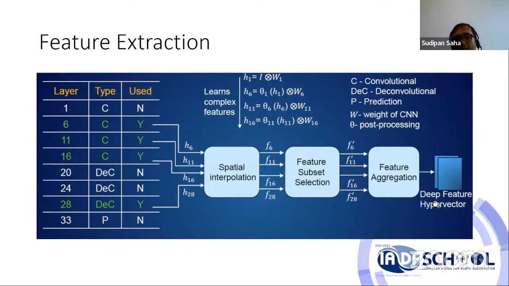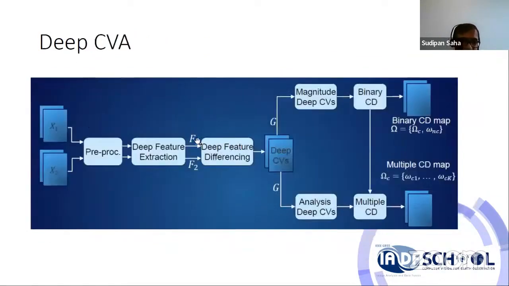Okay, what we get is the deep feature hypervector corresponding to each pixel of one image. Once we have this deep feature hypervector, we can go for obtaining the deep change vector by taking a difference, right? That's what we are doing. Like this is F1 and F2. These are the deep feature hypervector or deep feature vector, whichever way you want to call it. We do a deep feature differencing, we get G, the deep change vector.